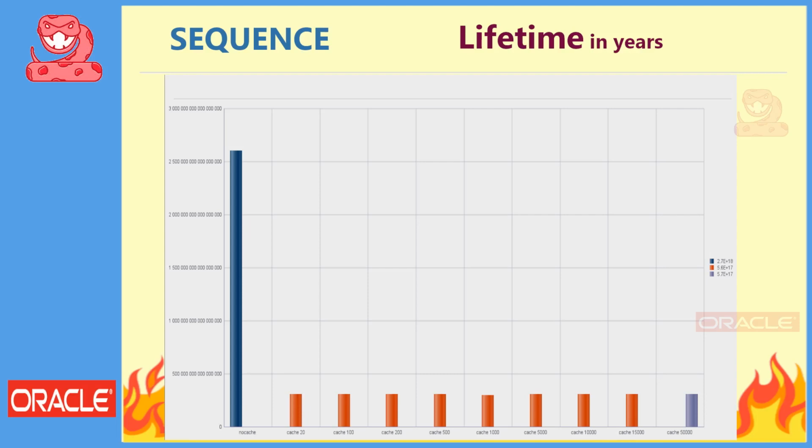Finally, let's look at the lifetime of the sequence in years. If I were to run the generation of new IDs with the sequence in an infinite loop, the sequence would reach its maximum value in at least 560 quadrillion years.